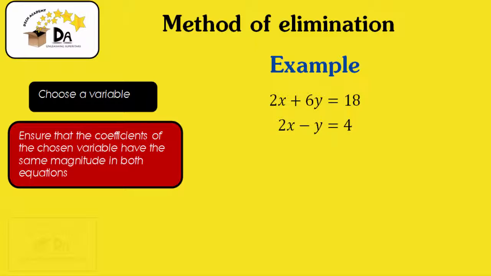So here's another example. We have an equation 1, and you have an equation 2. Two equations, two variables. What's the first step? Choose a variable. So I'm going to choose the variable x. The second step says ensure that the coefficients of x have the same magnitude in both equations. In equation 1, the coefficient of x has a magnitude of 2. The coefficient of x in equation 2, which is 2, also has a magnitude of 2. So this step has been satisfied as well.